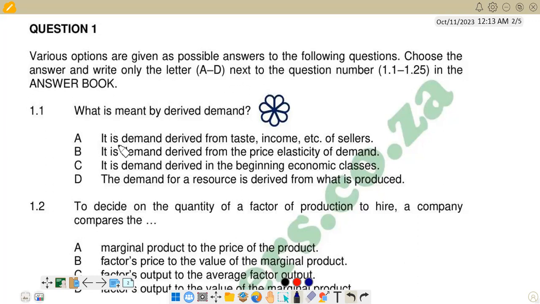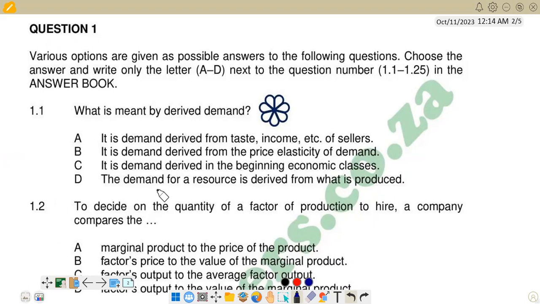So we go to A, it is demand derived from tests. Right, this is automatically out because the demand is depending on tests. We are looking at demand depending on another product. So let's look at B. It is demand derived from the price elasticity of demand. So we are seeing again this factor being relied on here is the price elasticity of demand. So this one is out also. We go to C. It is demand derived in the beginning economic classes. So this one is out again.